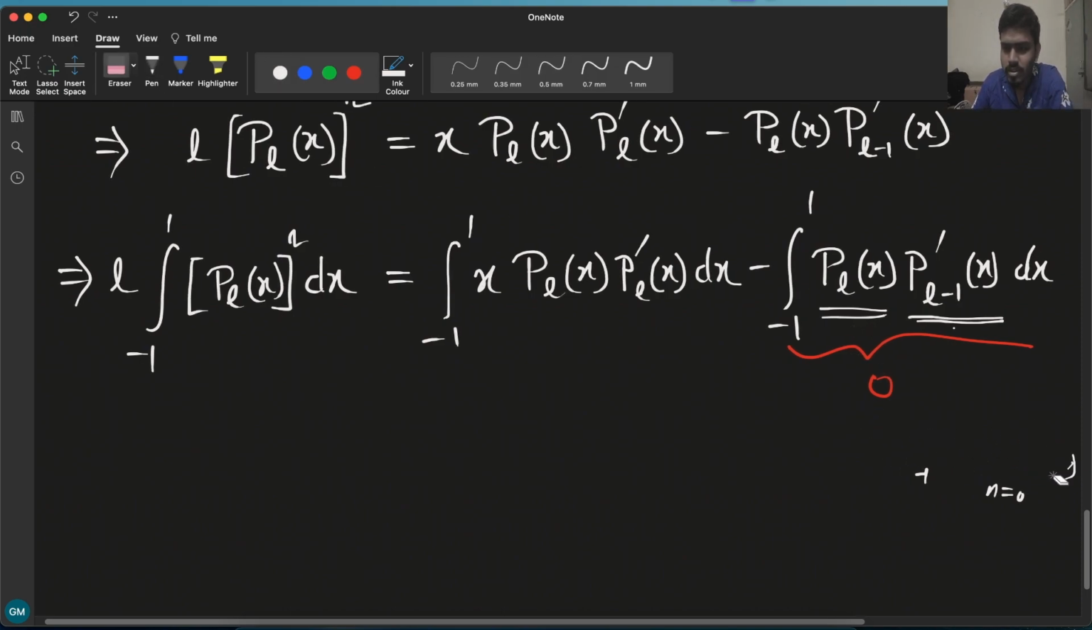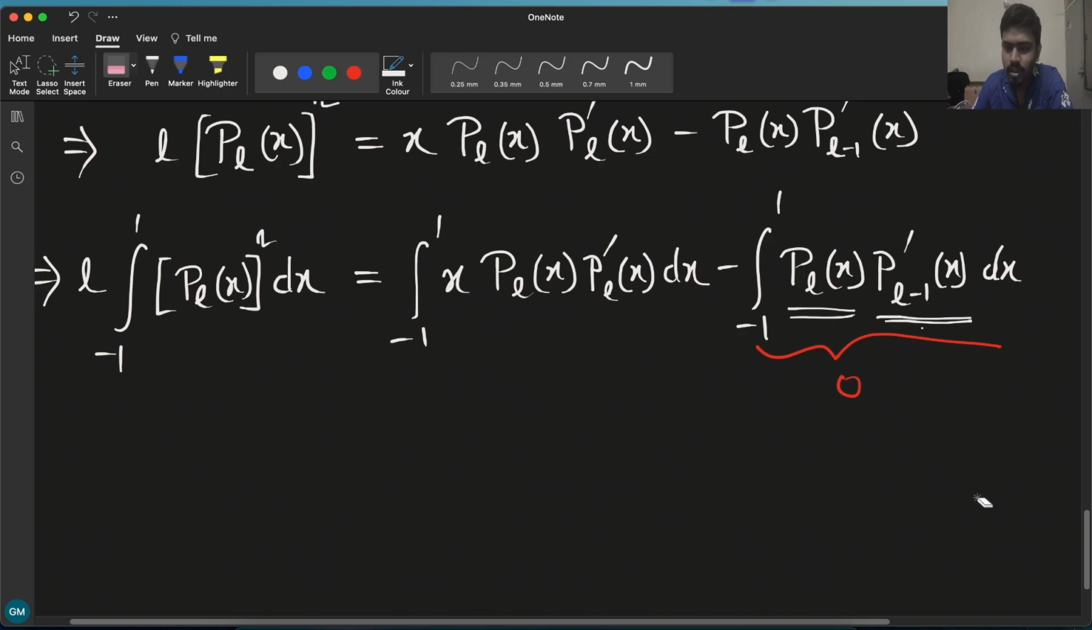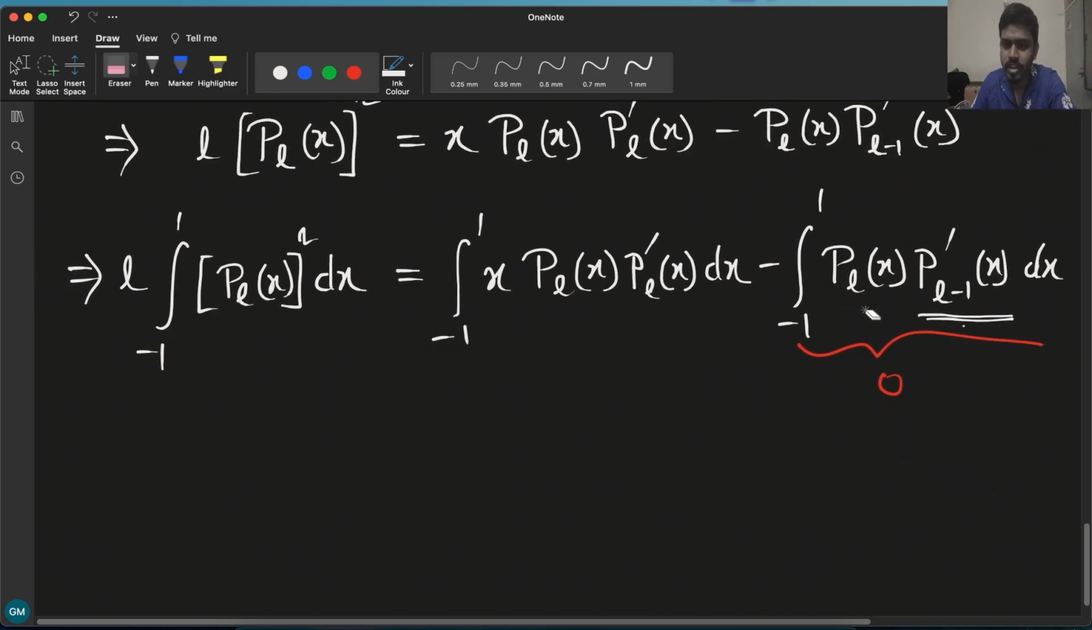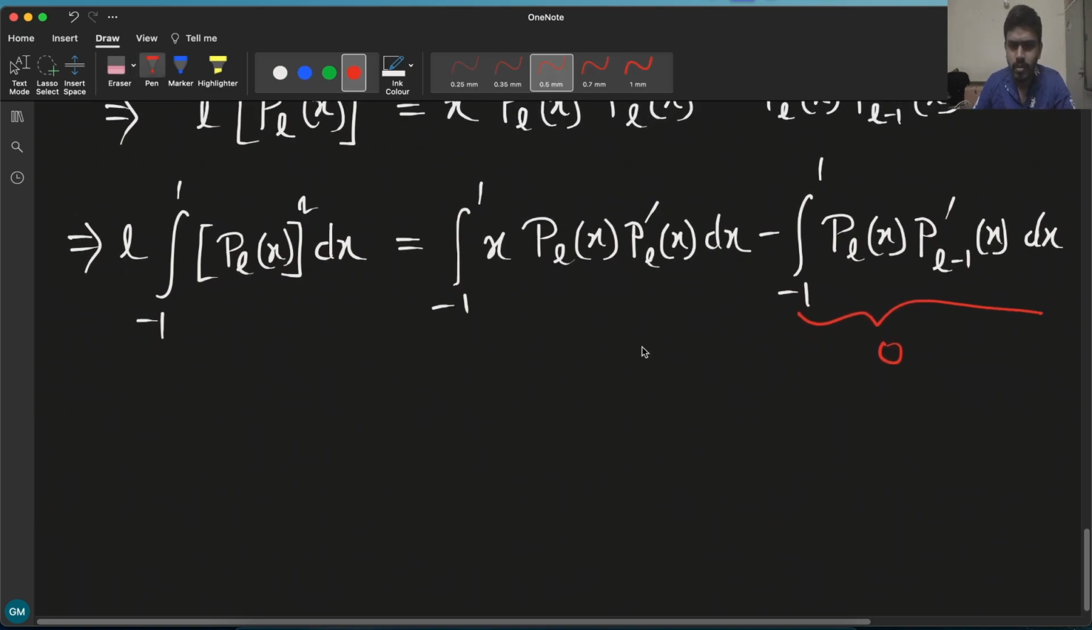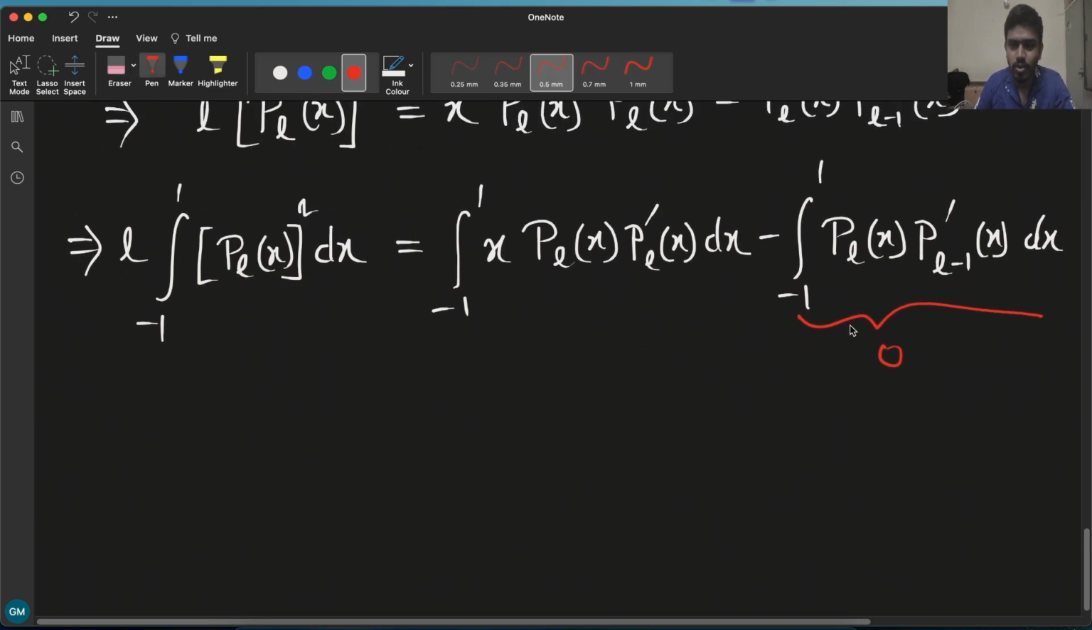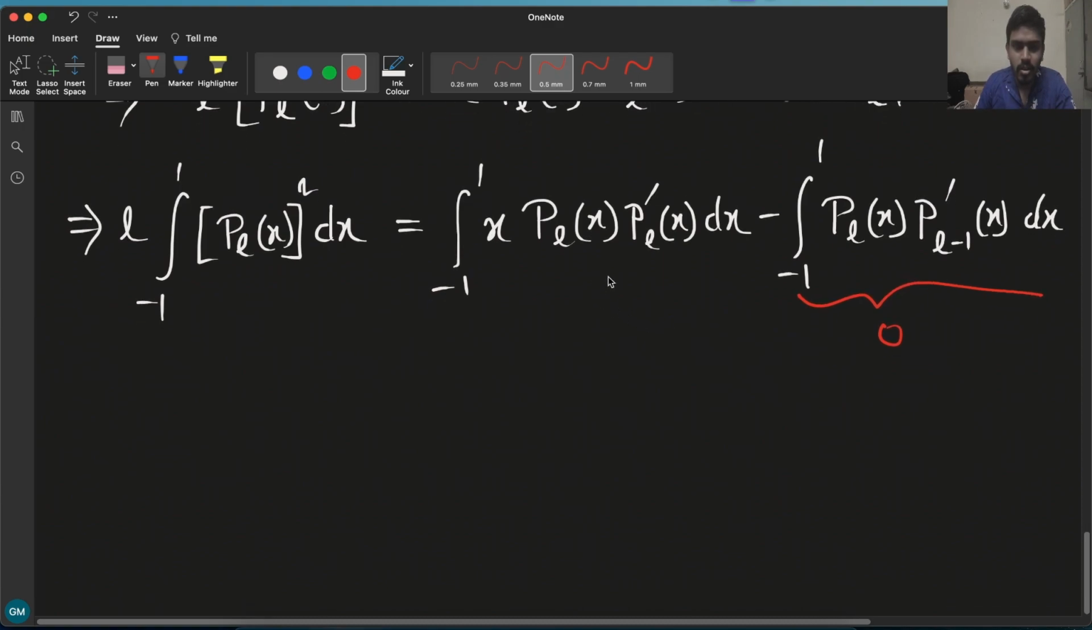Okay, so this was given as homework in the last class. I will not prove it again, but the argument, I think, is well understandable. Now I will concentrate on this second term.